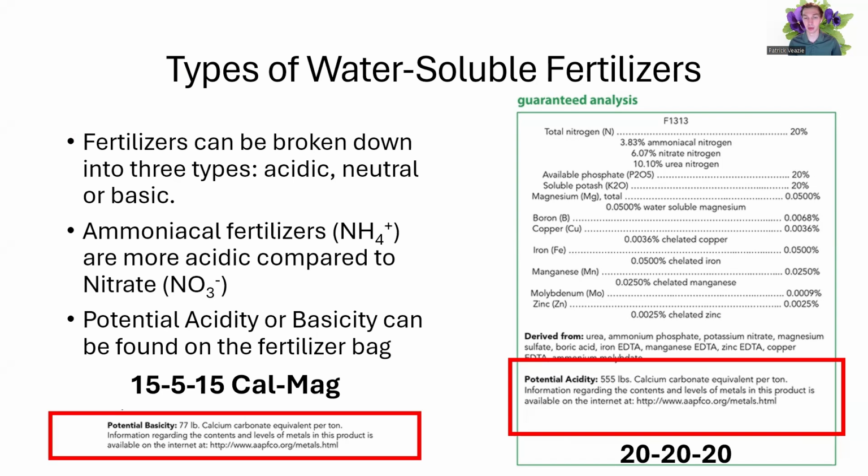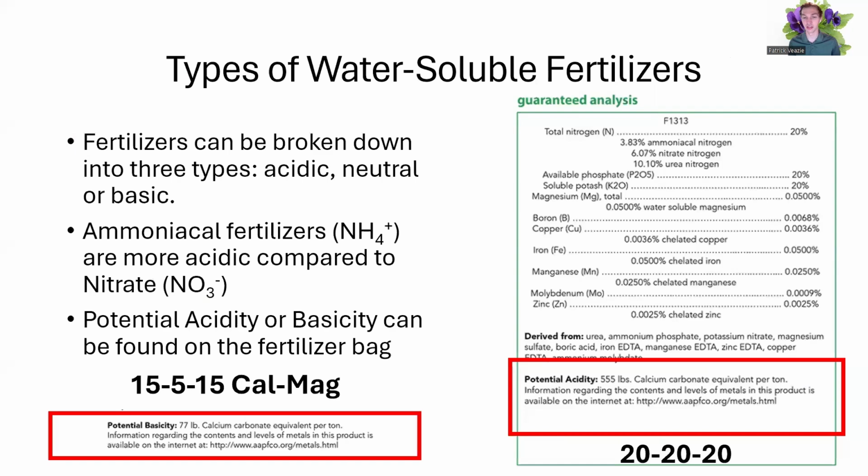And we can rate these based upon their potential acidity or potential basicity, which is commonly put on the guaranteed analysis bag. Like this triple 20 has a potential acidity of 555 pounds, compared to this 15-5-15, which is considered basic at a 77-pound basicity.